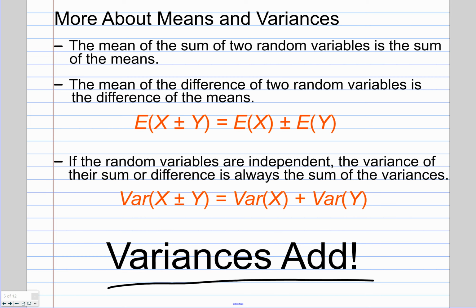Always work with variances, which is why we're going to calculate the variance first to get you working with variances. So whether you're adding or subtracting two independent random events, you're always going to add the variances every time. I guarantee you this will be on the final. Guaranteed.